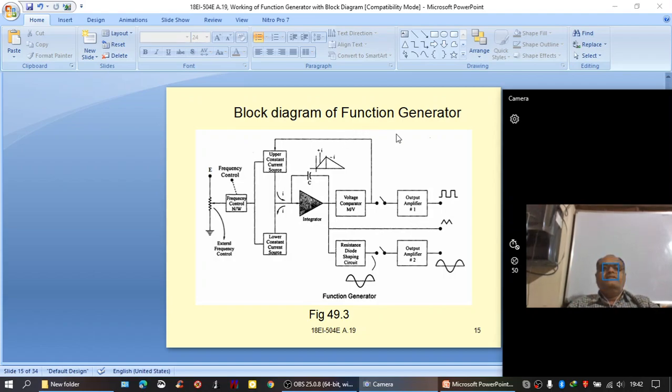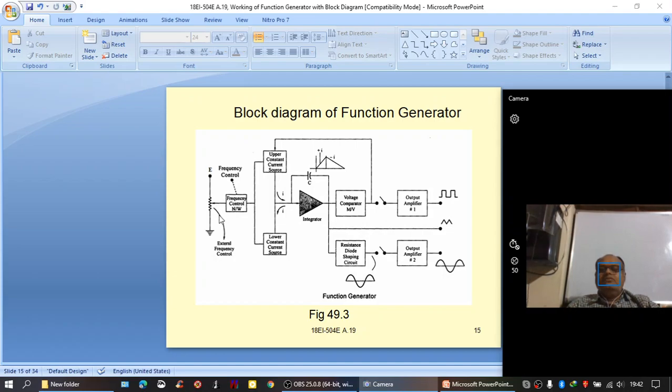The basic principle in the generation of a function generator is simple charging and discharging of the capacitor. By this arrangement, we can get a triangular wave, and by proper wave shaping, we can get a square wave as well as a sinusoidal wave.